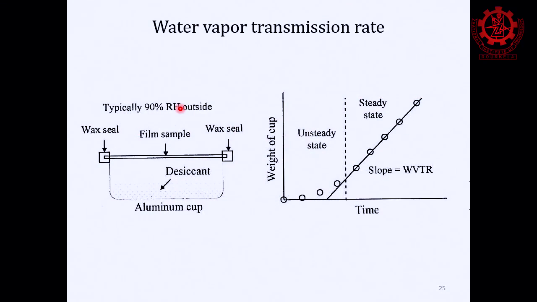So in the other method, rather than having a desiccant inside and high relative humidity outside, you can do it the other way around. You can have water inside. If you have water inside and leave it for some period of time, what will you have? 100% relative humidity inside here. And then outside, you can put silica gel in the big desiccator. Outside you put silica gel, then what will happen? Outside you will have a low relative humidity, and inside you will have very high relative humidity.